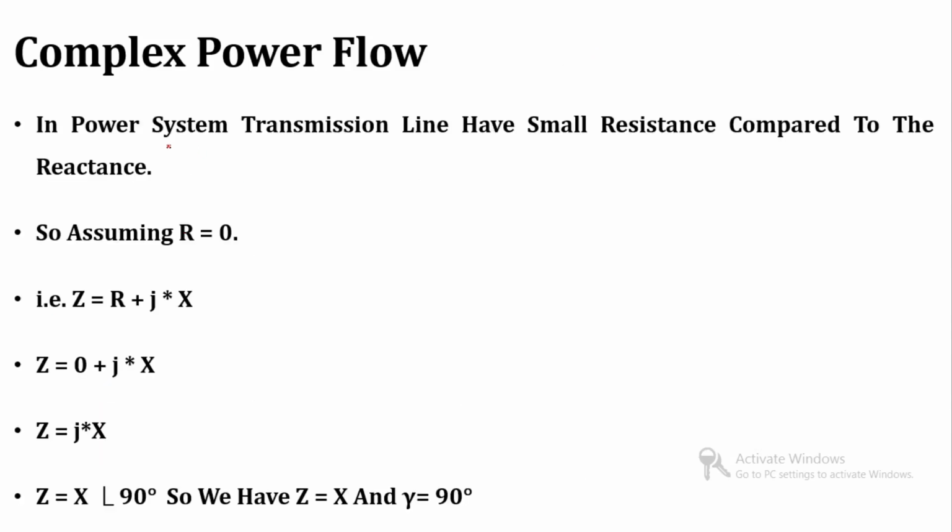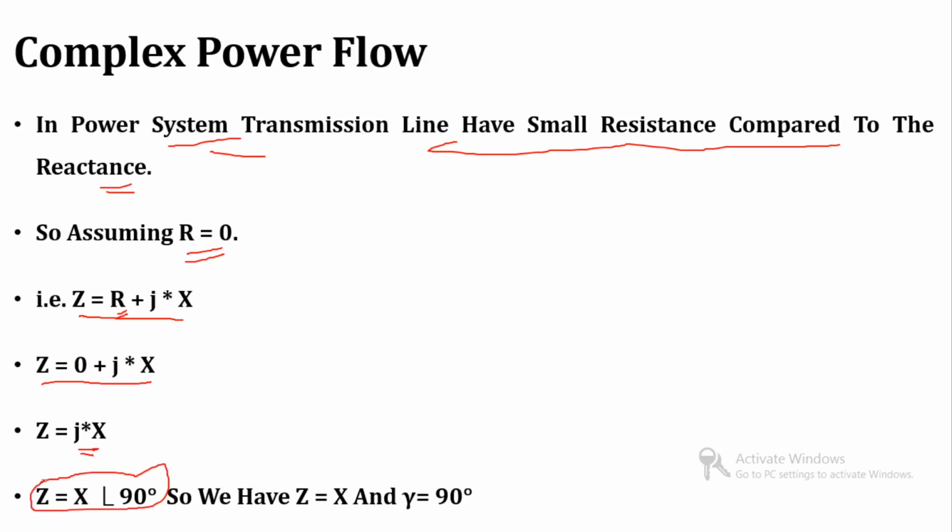Now we know that in our power system, transmission lines have small resistance compared to their reactance. So let's ideally assume that R is equal to 0. We know that impedance is equal to R plus jX. So we put R equal to 0, and impedance will be equal to 0 plus jX, that is nothing but jX. If we find its polar form, Z is equal to X at an angle of 90 degrees. So we take Z equal to X and its angle gamma equal to 90 degrees for the further analysis.